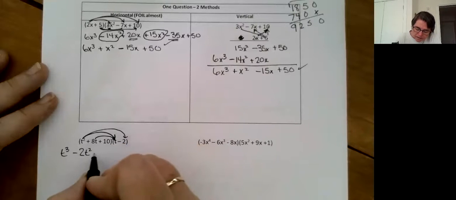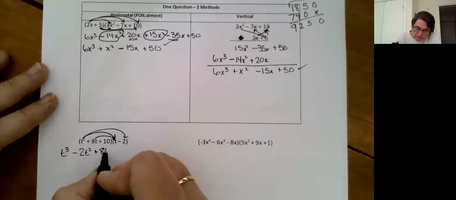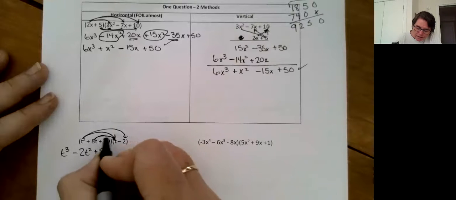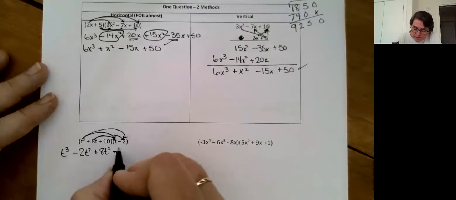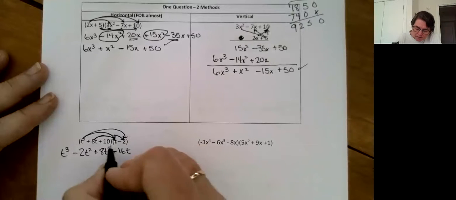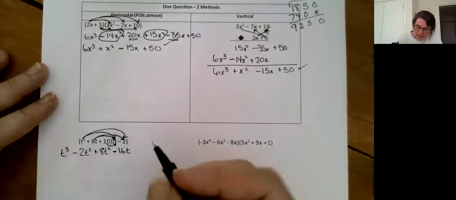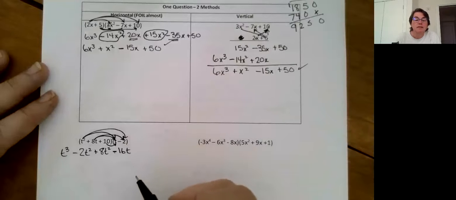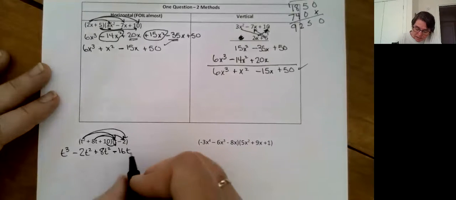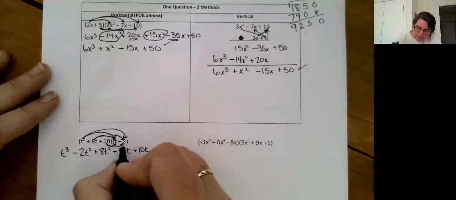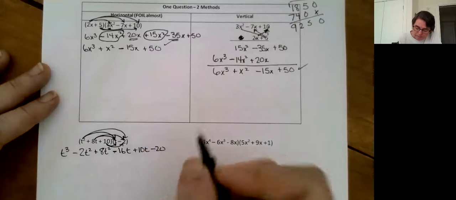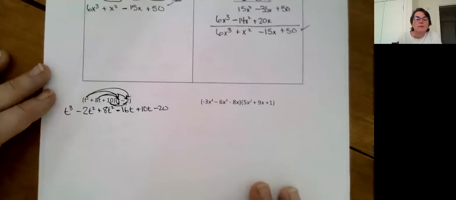8 times t is plus 8t squared. 8 times minus 2 is minus 16t. I should have made that question bigger so you could see better. 10 times t is plus 10t. And 10 times minus 2 is minus 20. Move it up a bit for you.